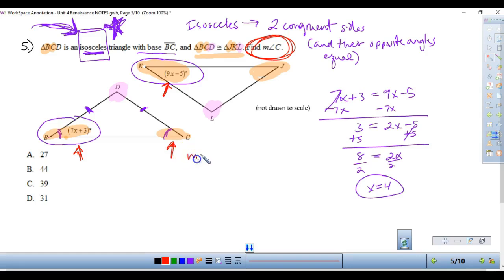So I could say the measure of angle C equals 9x minus 5. And I would get 9 times 4, right? Plug in my x in. Minus 5. So 36 minus 5.